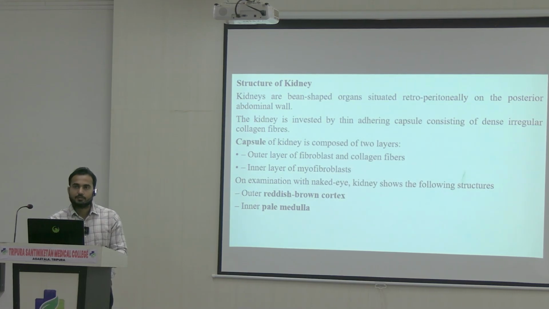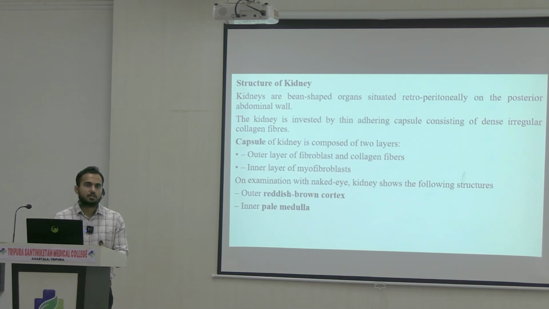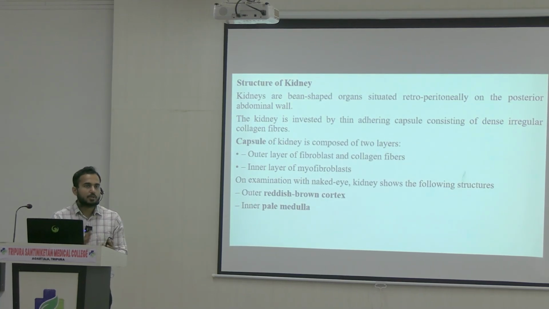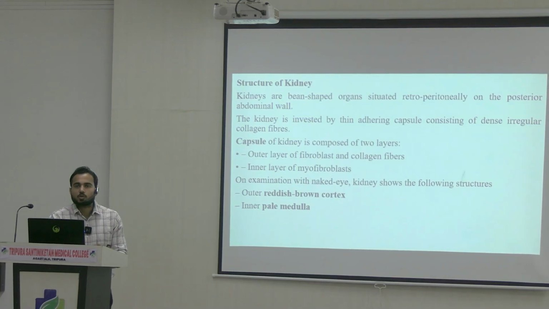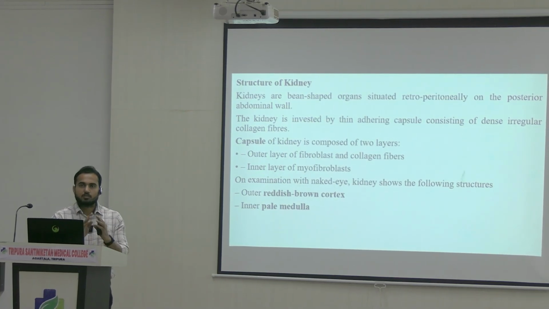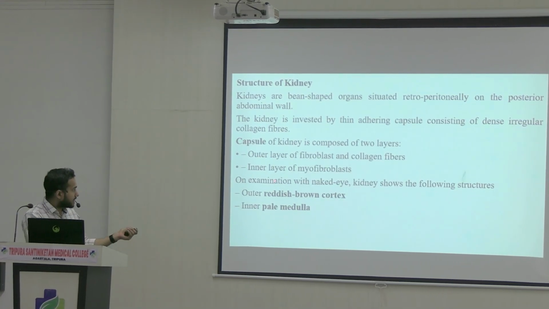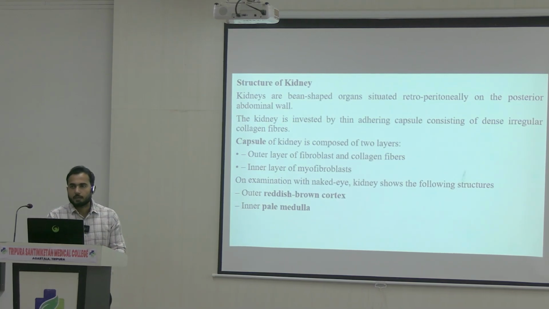Next, if you take the coronal section of the kidney, just imagine the sections you have studied earlier: coronal section, sagittal section, axial section. What you have to do is take the kidney and cut it in a coronal section. After that, you can open the kidney. Once the kidney is opened, you can see two things. First is the reddish-brown cortex and the inner pale medulla.